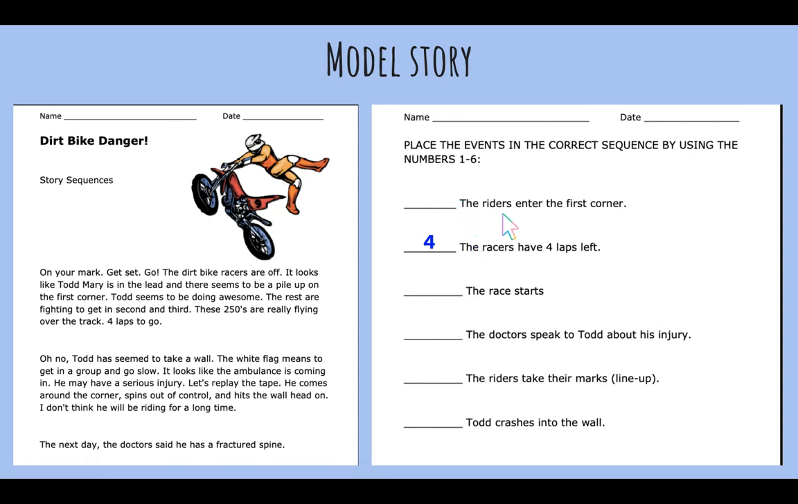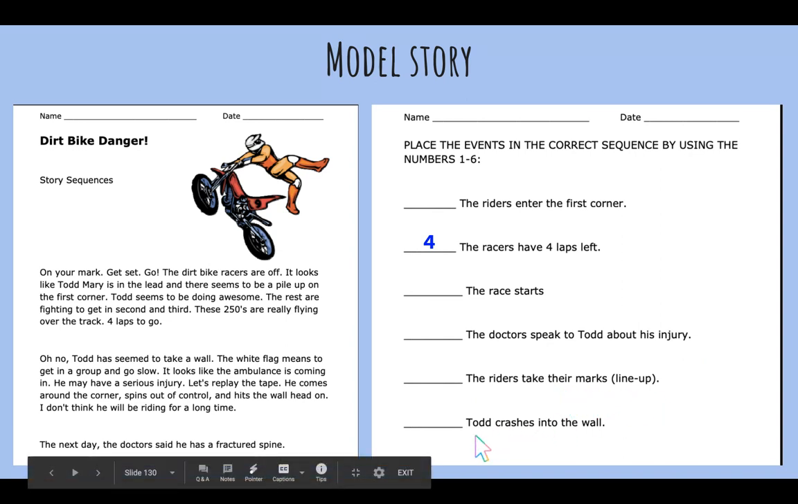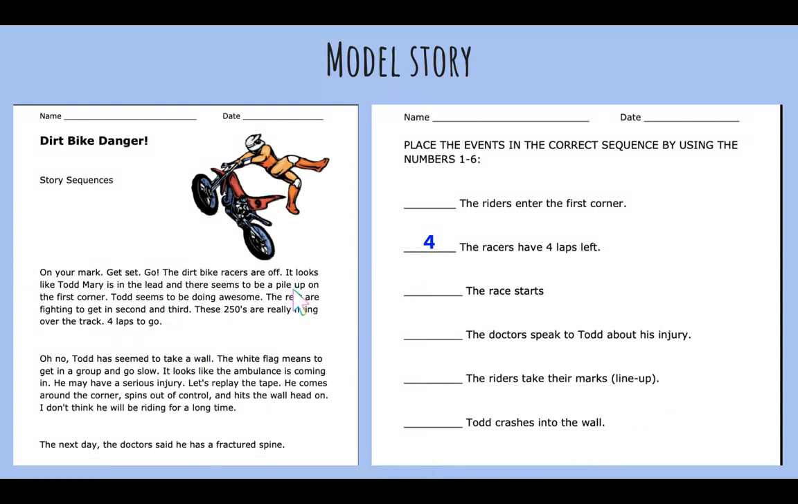So we have the riders enter the first corner, the race starts, the doctors speak to Todd about his injury, the riders take their marks, so they line up, or Todd crashes into the wall. What was the very first thing that happened? Remember, it's okay to look back in your text and see what is the very first thing that happened based on my choices.